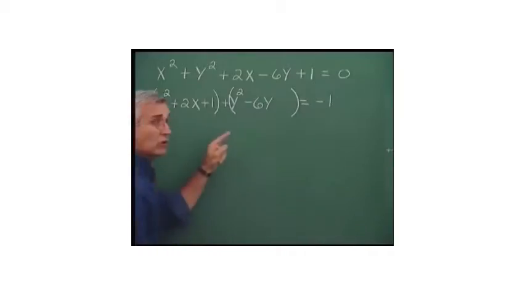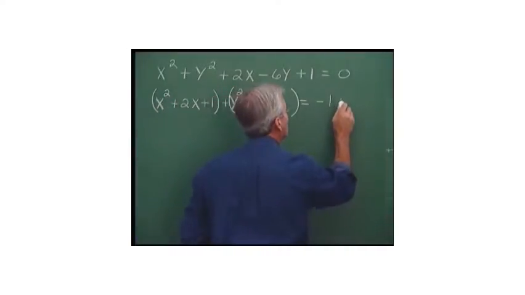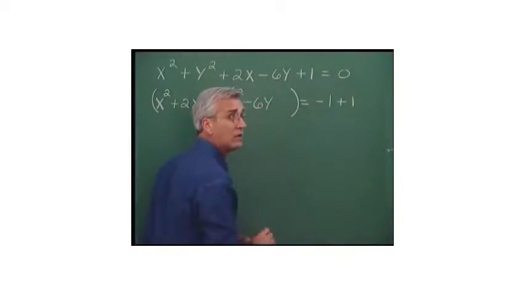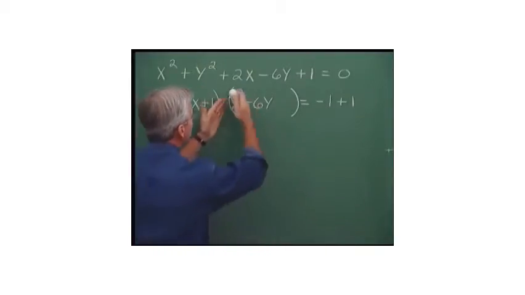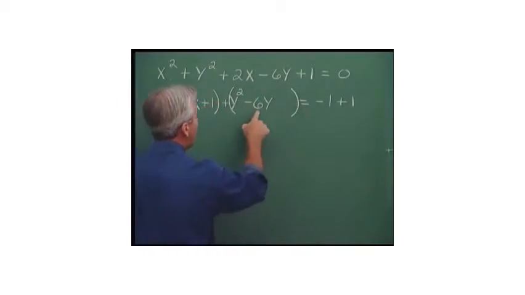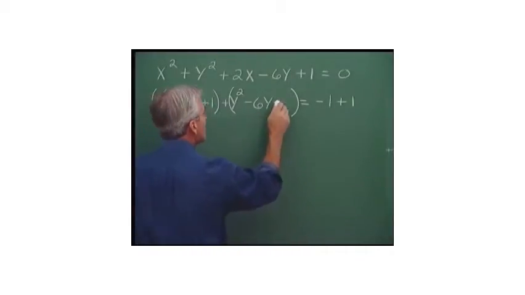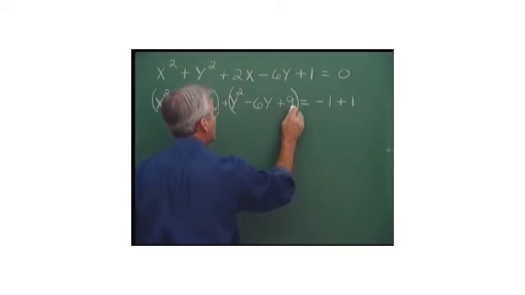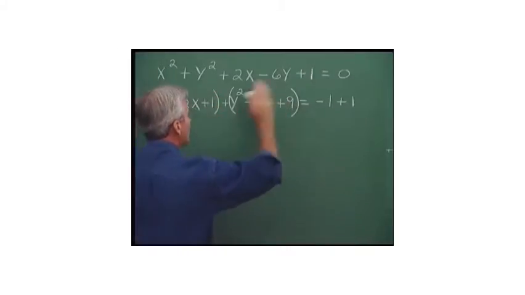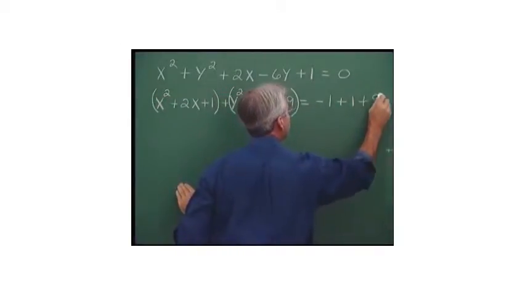So we'd better march over to the other side and add 1 to maintain the balance of the equation. Similar idea here with the y business. Half of negative 6 is negative 3, and negative 3 all squared is 9. So we're going to add 9 in here, but if we add 9 on this side of the equation, we need to add 9 over here.